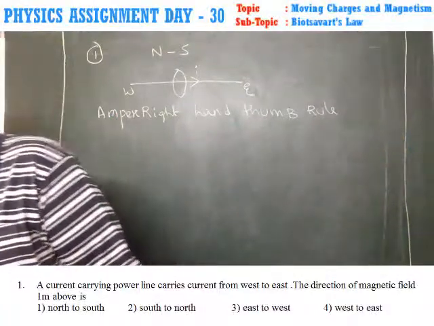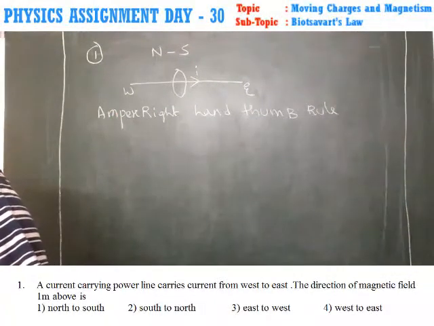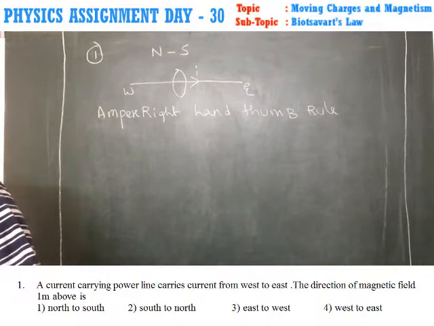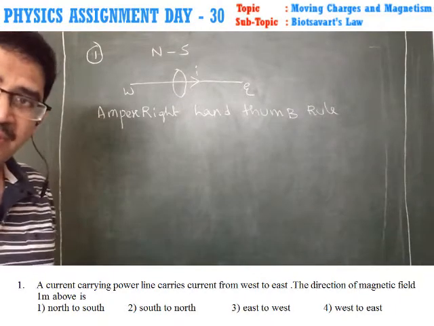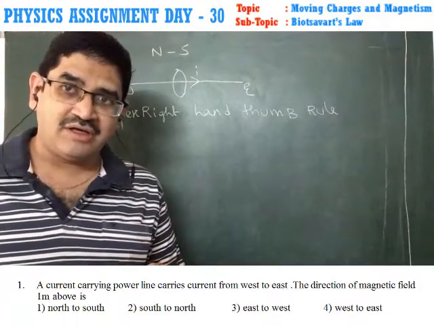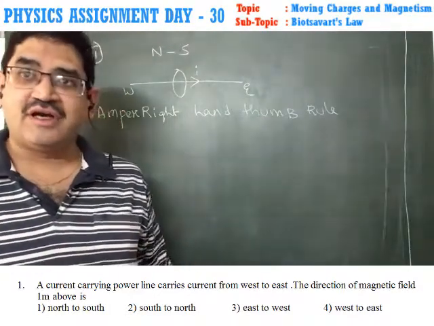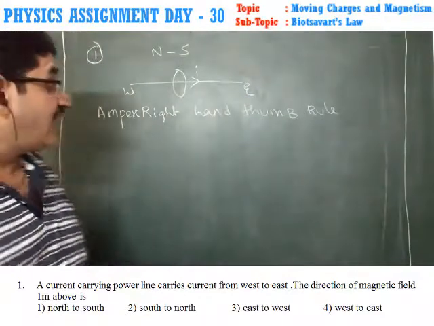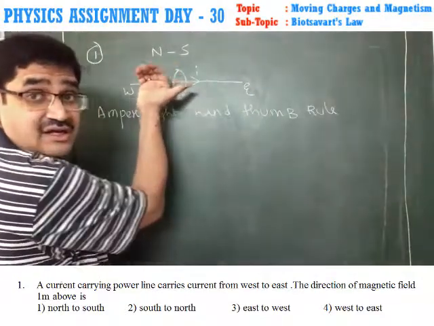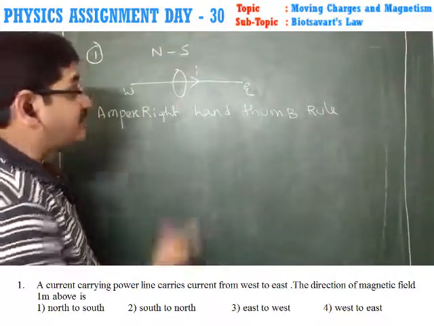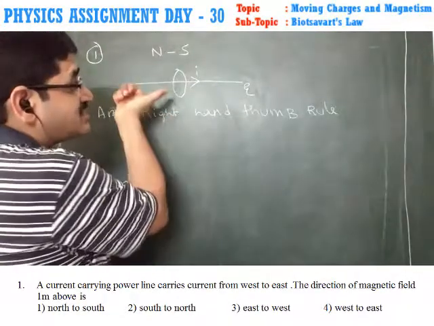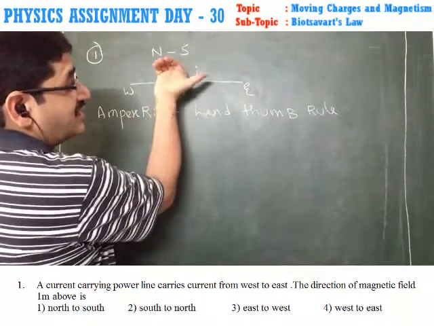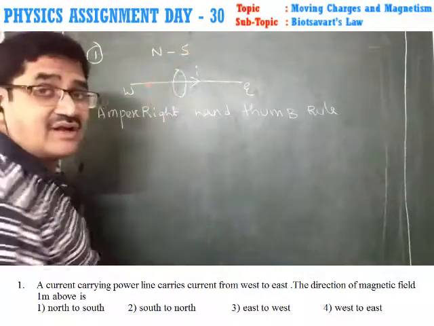Students, the first question: a current carrying power line carries a current from west to east. The direction of magnetic field 1 meter above is? This problem you will do based on the concept of Ampere's right hand thumb rule. This is the direction of current. According to Ampere's right hand thumb rule, the thumb shows the direction of current, then the curling of fingers gives the direction of lines of force.